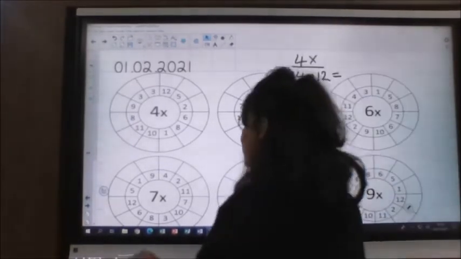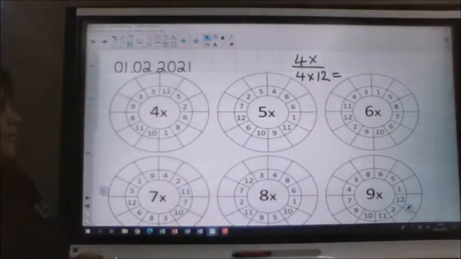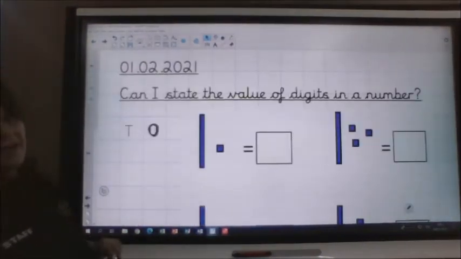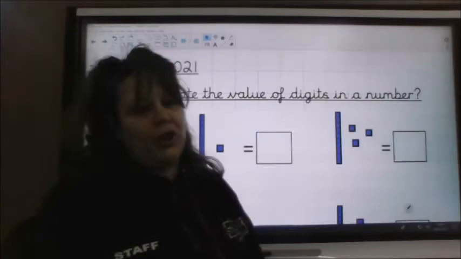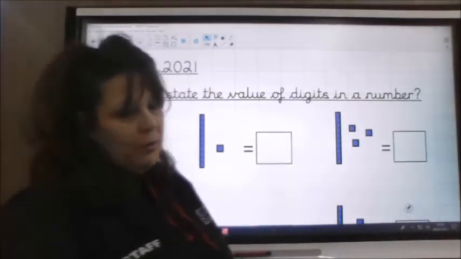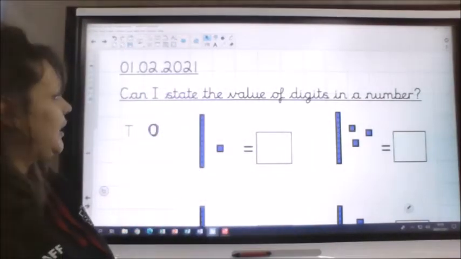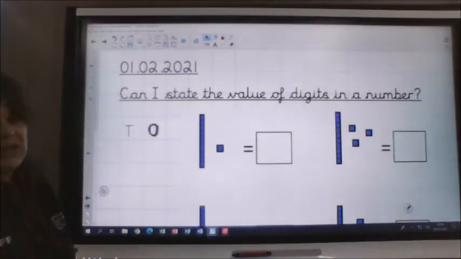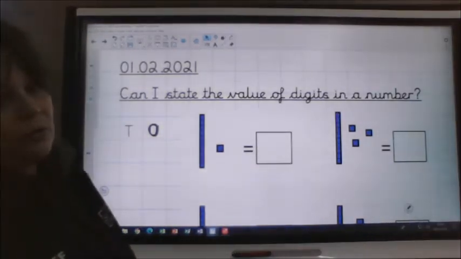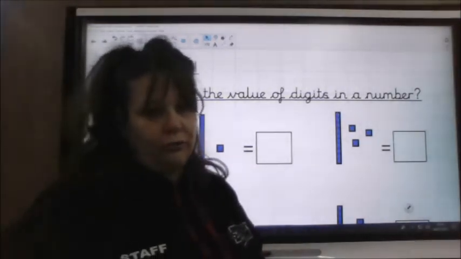Okay, how did you get on? Hopefully, we've got loads of really good answers. I'm going to start with book 2 today. So if you normally work on book 2, we're going to have a little look at some work on the board together first of all. Then you're going to do a page in your book, and then I've got a little challenge for you.